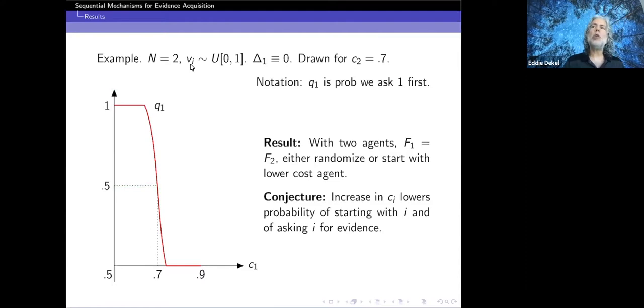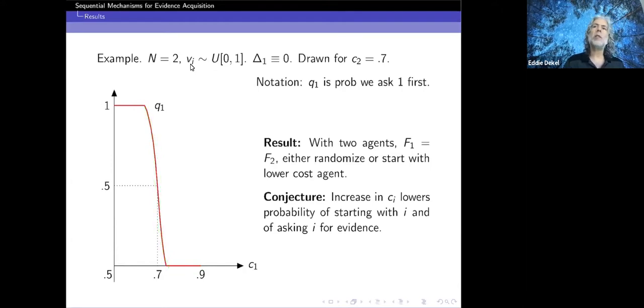What's going to happen in the more general mechanism? First of all, we won't be randomizing necessarily 50-50. We might start with 1 if his costs are low enough. We might start with 2 if his costs are high enough. And we might randomize somewhere in between if the costs are in the middle.